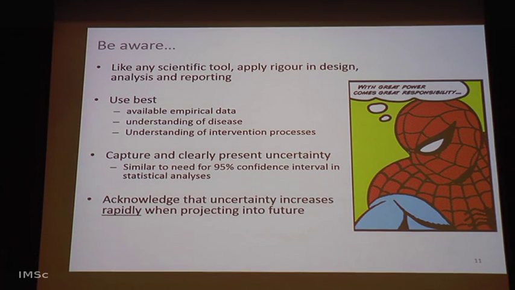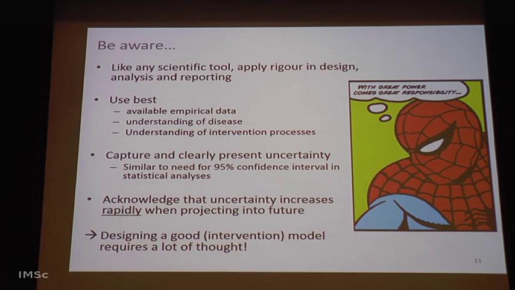And also to acknowledge that our uncertainty about the impact of an intervention will increase rapidly when you predict into the future. So obviously we know less well what the impact of an intervention will be 10 years from now than we do next year, because we don't know how, for example, TB incidence is going to change over that period. So designing a good intervention model requires a lot of thought, and it requires a lot of understanding on your part, but also a good explanation to the policymakers of what you're trying to do.